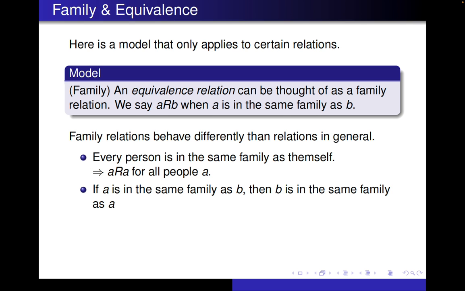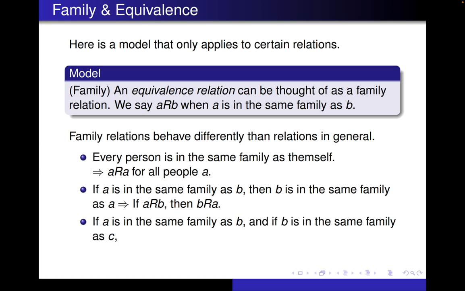So if A is in the same family as B, then it is also true that B is in the same family as A. We got this symmetric relationship, right? So if A is related to B, then B is related to A. And also, if A is in the same family as B, and if B is in the same family as C, that also implies that A and C are in the same family.